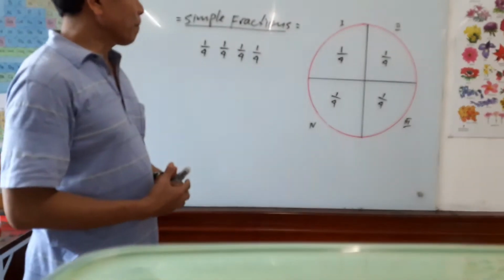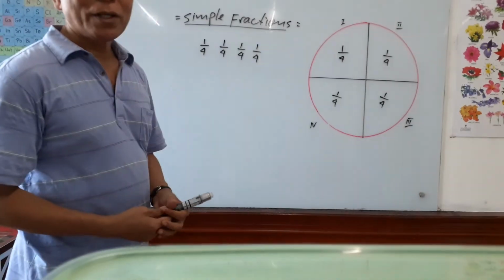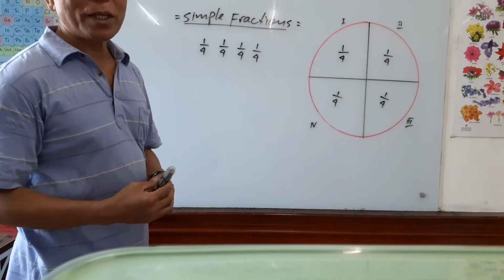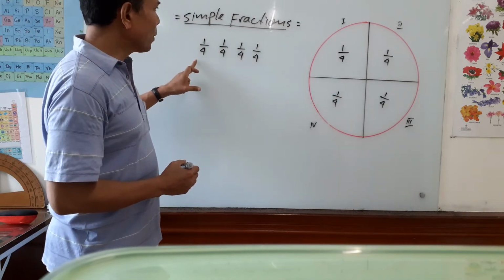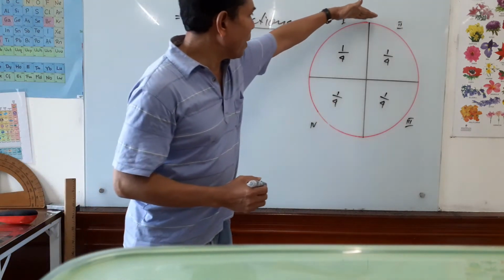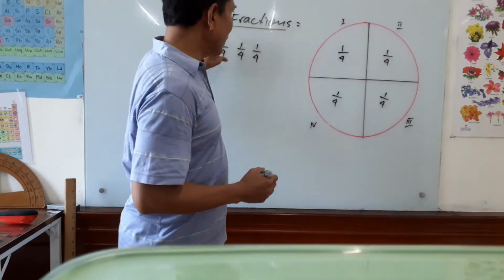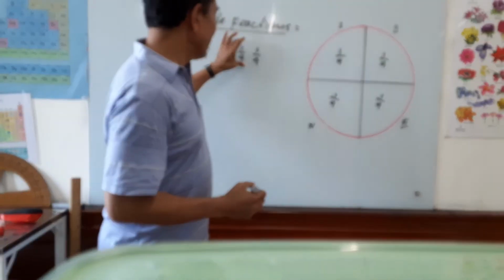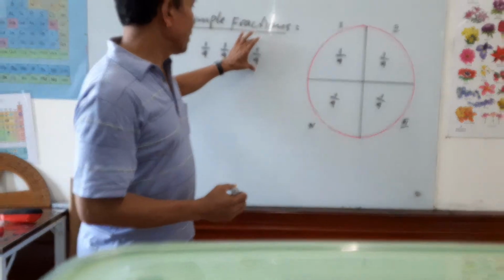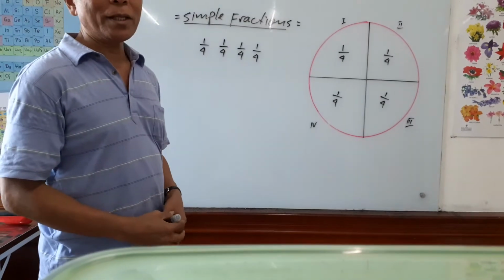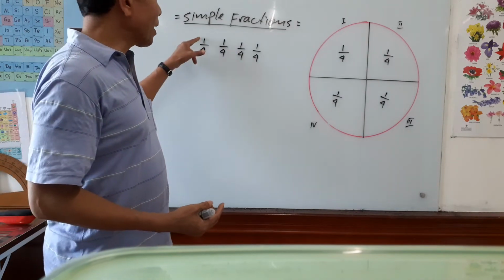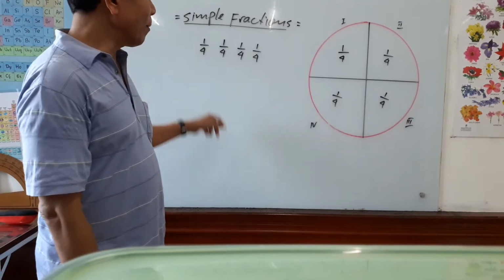Now, we look here. We use this to solve some of the simple problems. Now, 1/4, this one represents this part here. This one represents this part here. And this represents this part here. And the last one represents this part here. Now, you may ask question, where does this 1 come from? And where does this 4 come from?